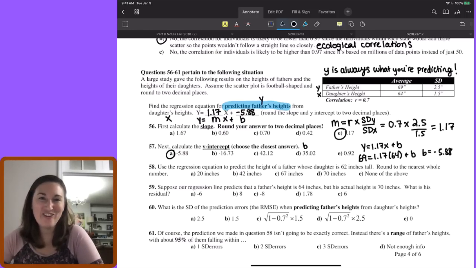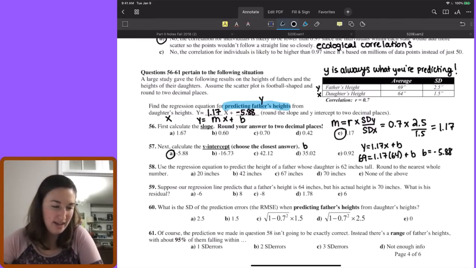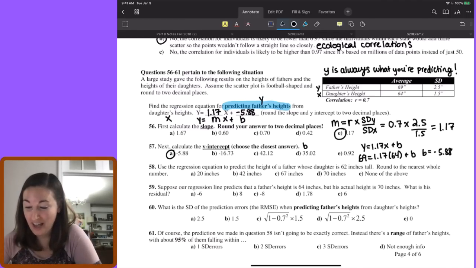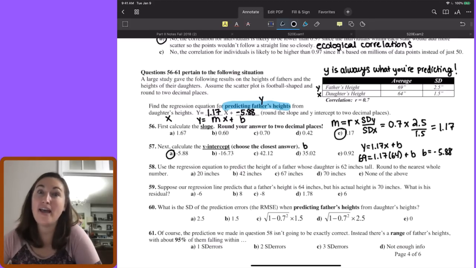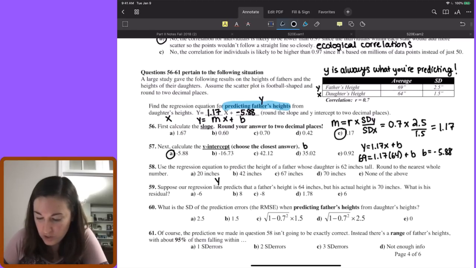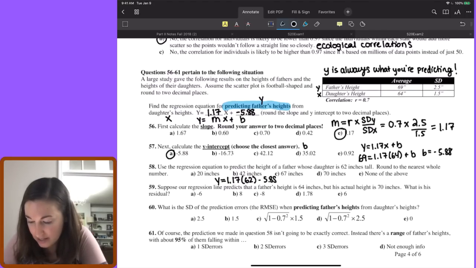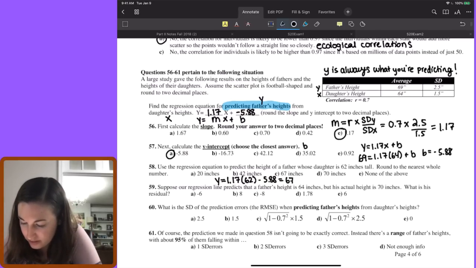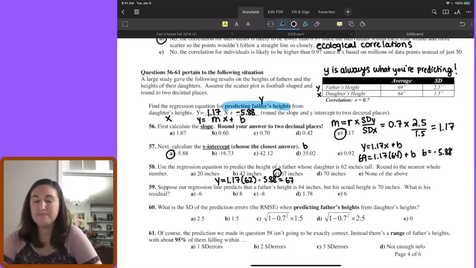So now I have my regression equation. Okay, so that's great. That's the point of that. Well, now I can go ahead and make predictions. So given any x, what is my x again, daughter's height, I can predict the father's height. So 58 says use the regression equation to predict the height of a father whose daughter is 62 inches tall. Round to the nearest whole number. Okay, so I'm going to use my equation. Y equals 1.17. X they're giving me is 62 minus 5.88. And I end up getting 67 inches. So this should be C.